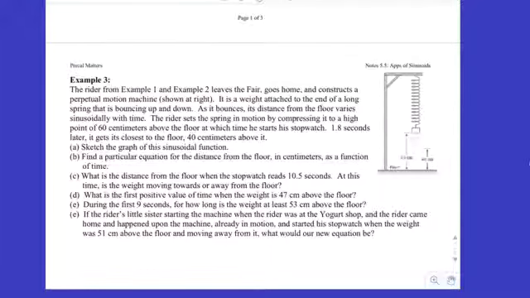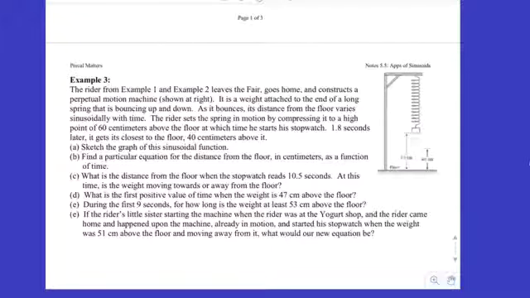So what is the perpetual motion machine? It's a weight attached to the end of a long spring that's bouncing up and down. Perpetually. It doesn't stop, right? As it bounces, as it goes up and down, as the spring stretches and then compresses and stretches and compresses above its resting position, its distance from the floor, this would be the floor, varies sinusoidally with time, okay? Its distance from the floor varies sinusoidally.